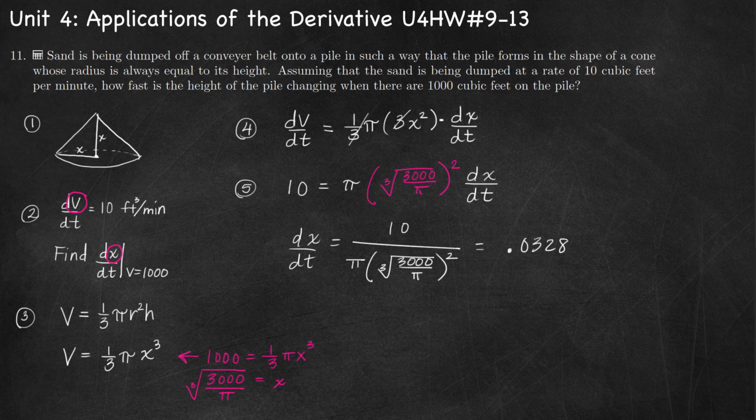And that simplifies to 0.0328. And now let's think about units. The units for x are feet, and the units for t are minutes. So dx/dt has units of feet per minute. So 0.0328 feet per minute.